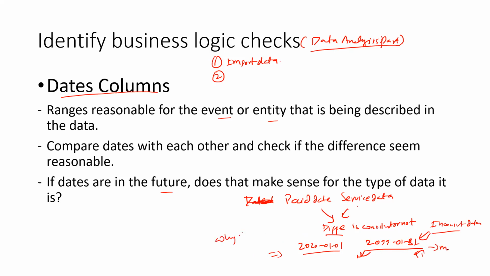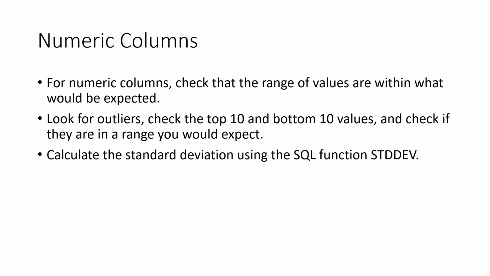and how many records this future date contributes. You need to check that, right? This is one of the basic preliminary analyses that we do when we check columns like date fields. Likewise, in a numeric field, check the top 10 and bottom 10, and also check the standard deviation.